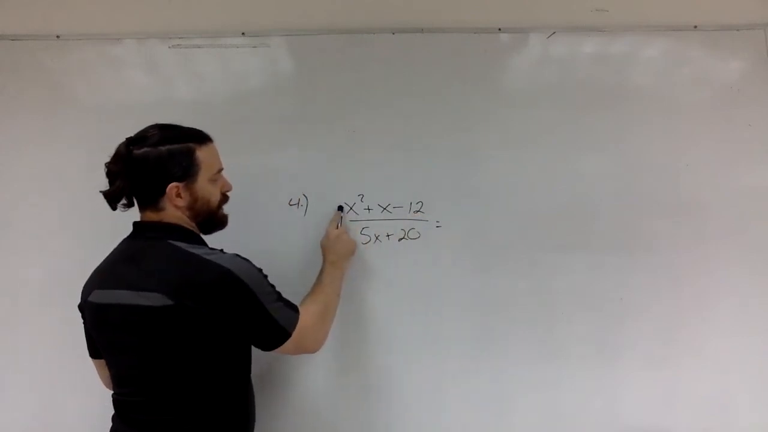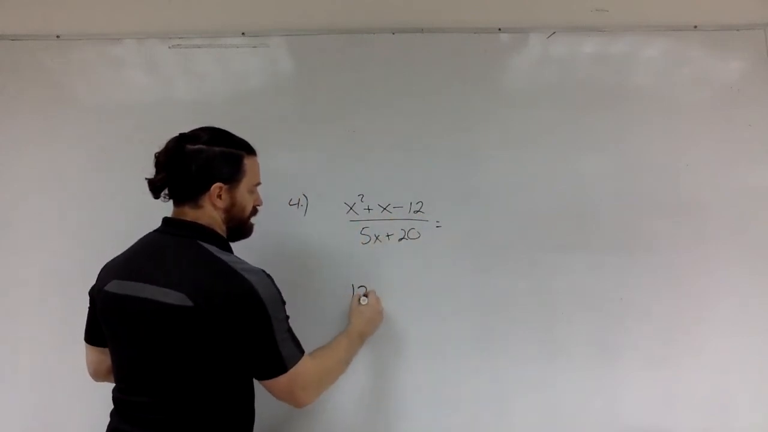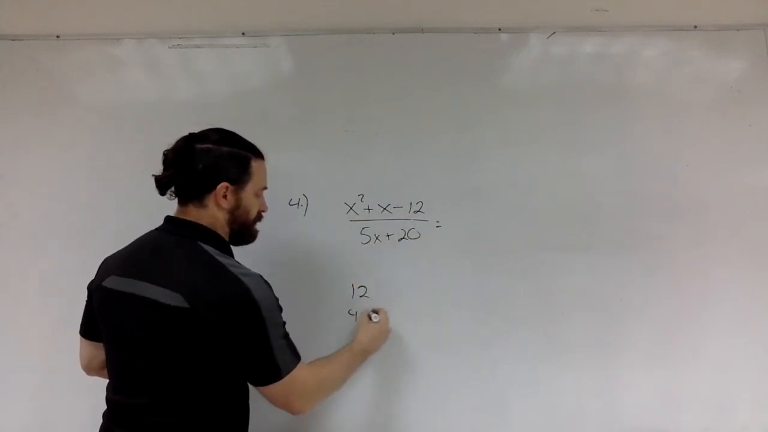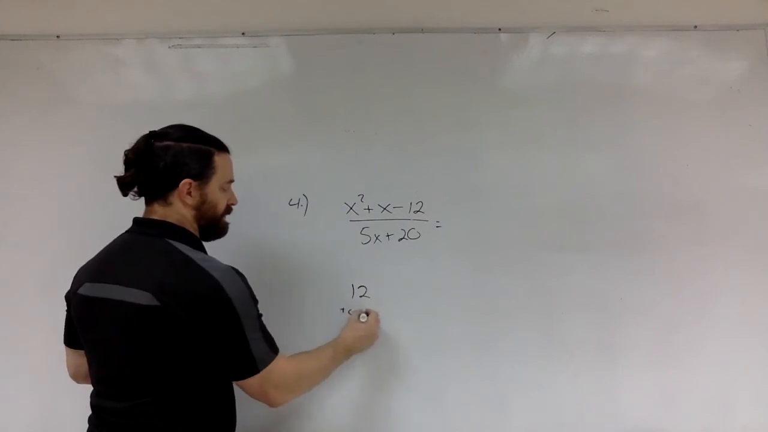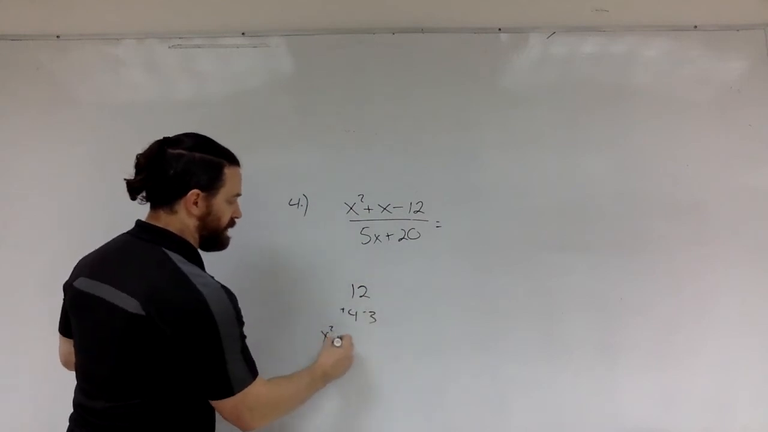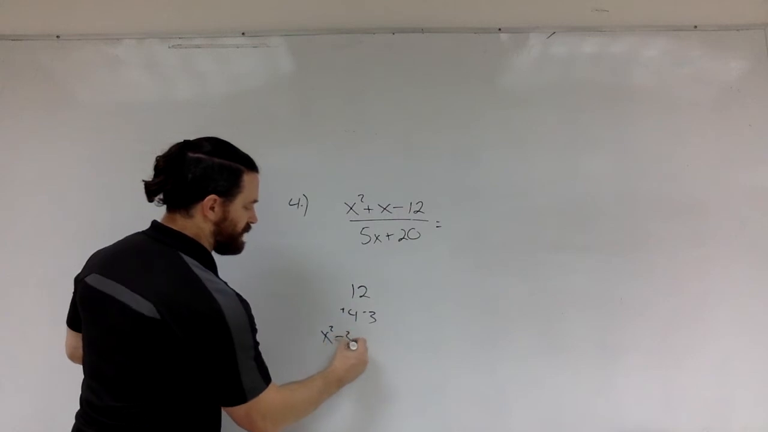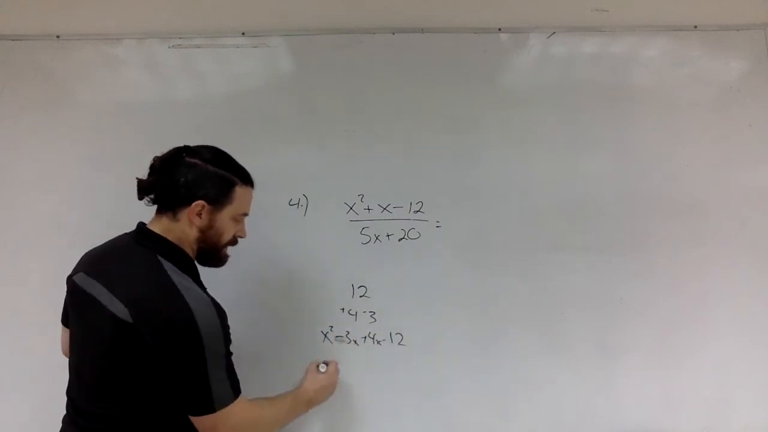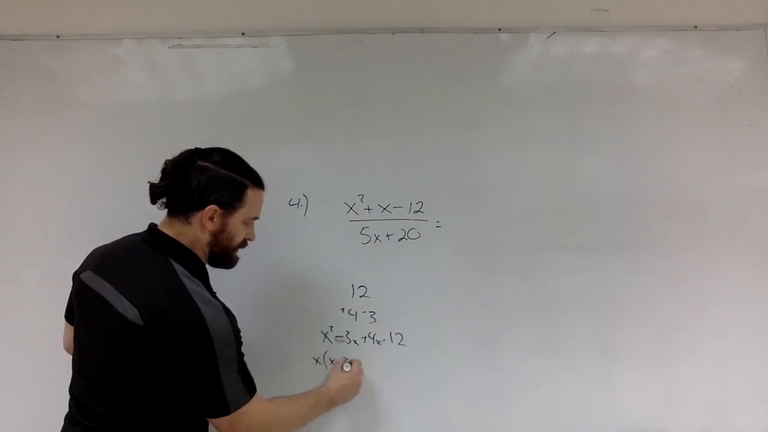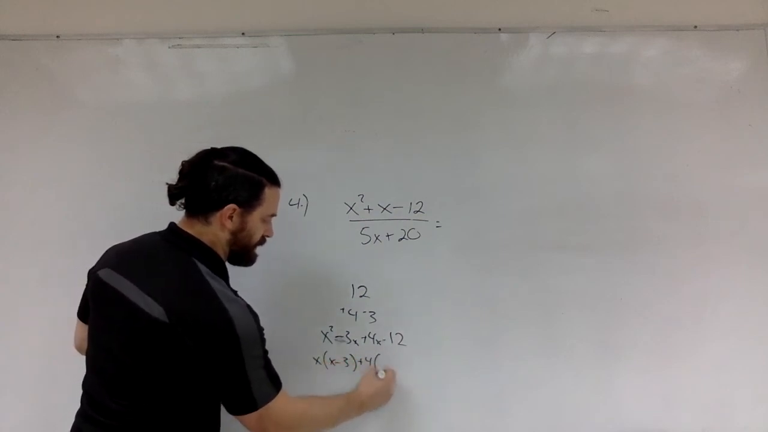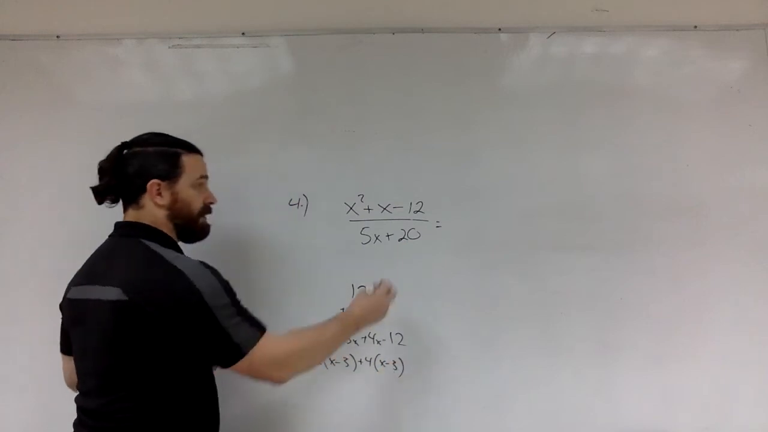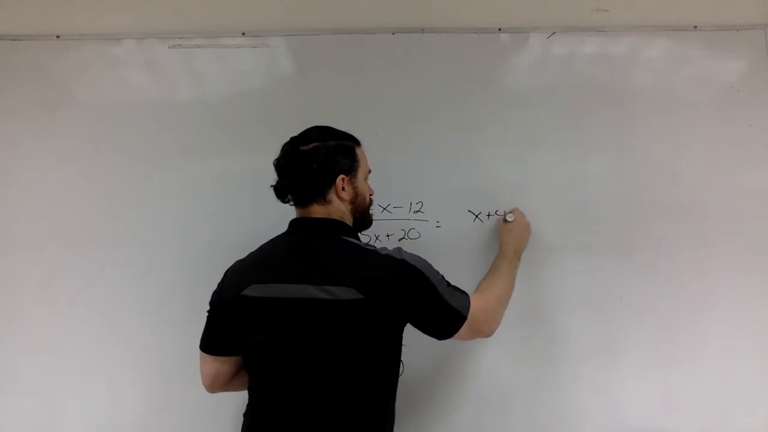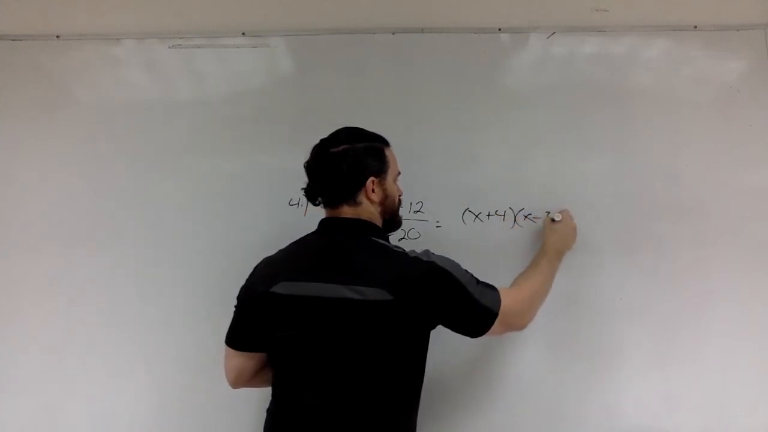I'd first multiply 1 times 12. That makes 12. Then I need two numbers that will subtract to give me a 1. So that's going to be 4 and 3. So I'll need a positive 4 and a negative 3. So I'm going to have x squared minus 3x plus 4x minus 12. That's going to give me x times x minus 3 plus 4 times x minus 3. So this guy is going to factor down into x plus 4 and x minus 3.